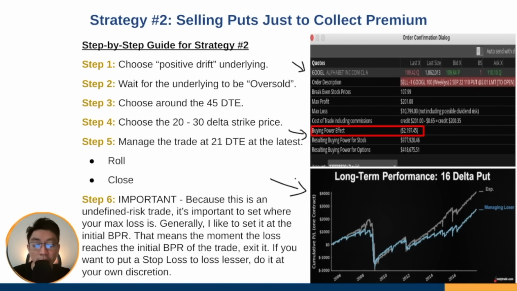So if at the end of the day, you notice that just by managing the losers that is smaller than the initial BPR, you get better performance, then by all means, go and do that. Again, most important thing, make sure it's objective, right? Objective means you do it across 100 trades, compare it to if you manage it at 21 DTE, and then see the results for yourself.